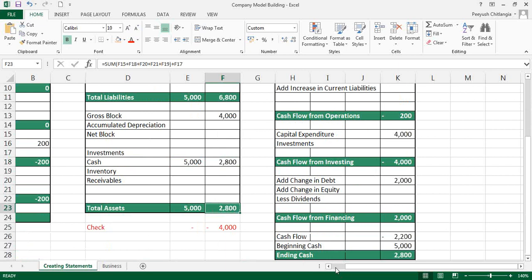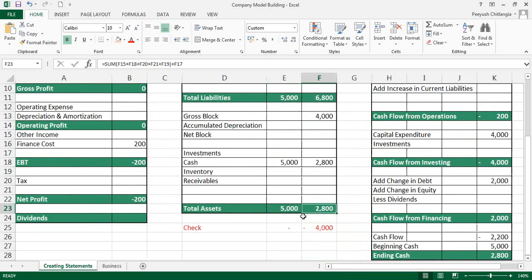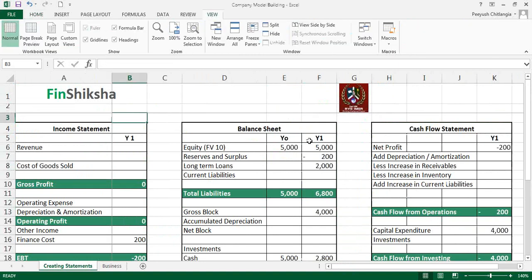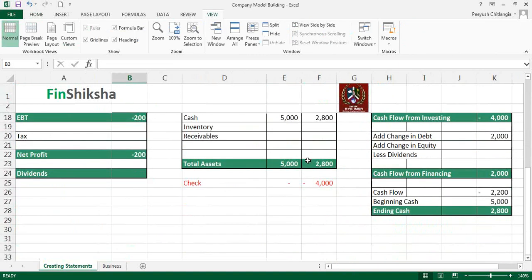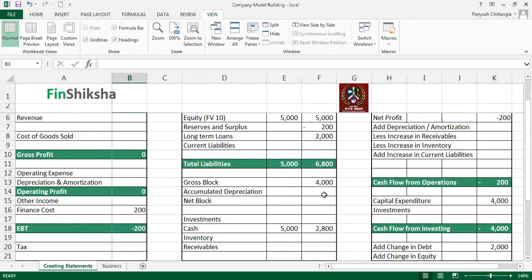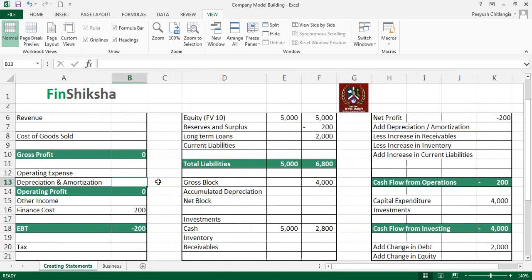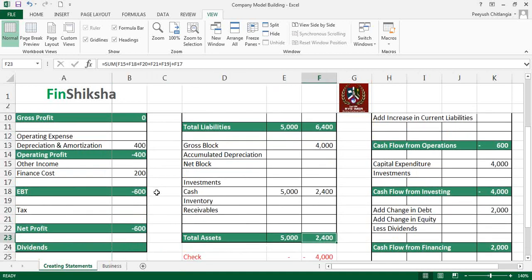We will record that there is going to be some sort of a value erosion that's going to happen in this particular case. What is that value erosion? Let's understand that. So there's going to be some depreciation here, right? If you buy some assets, they're going to get depreciated at 10%, which means your depreciation number comes in at 400. See, profit goes down to minus 600. Cash goes down by another 400.